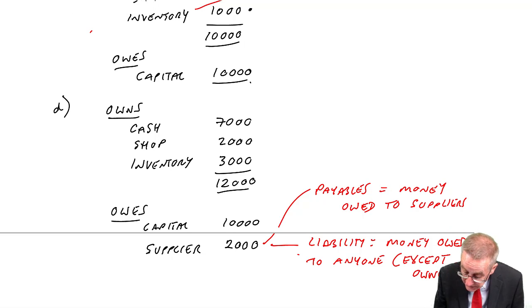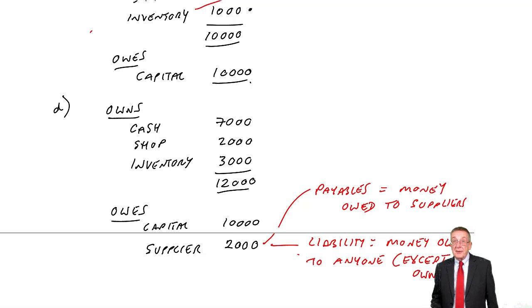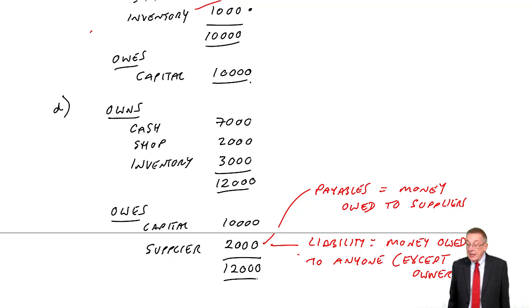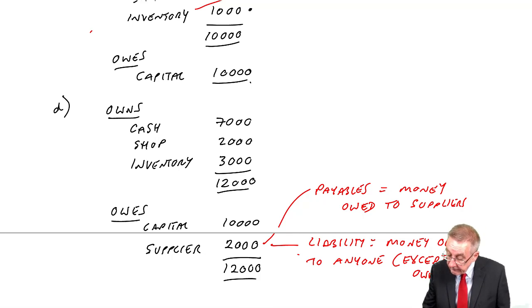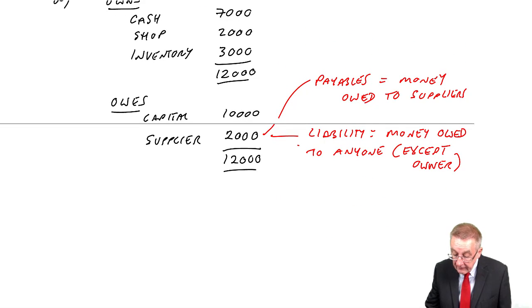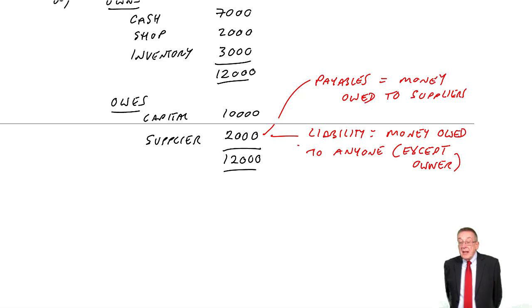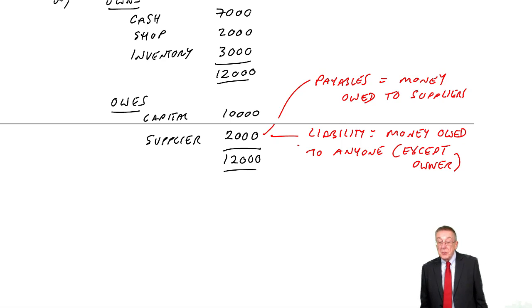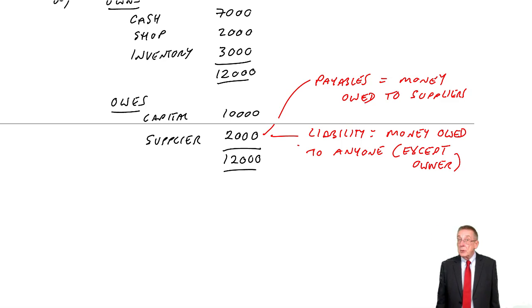But what's the final position here? We've got assets of 12,000. We've also, though, we're owing 12,000. 10 to the owner, 2 to the suppliers. And it's something I said earlier, and I won't keep saying, but in theory, if we were to close down today, we'd sell the shop, sell the inventory, giving us a total of 12,000. And where would it go? 2,000 to the supplier, we owe money to, and the remaining 10 back to the owner.